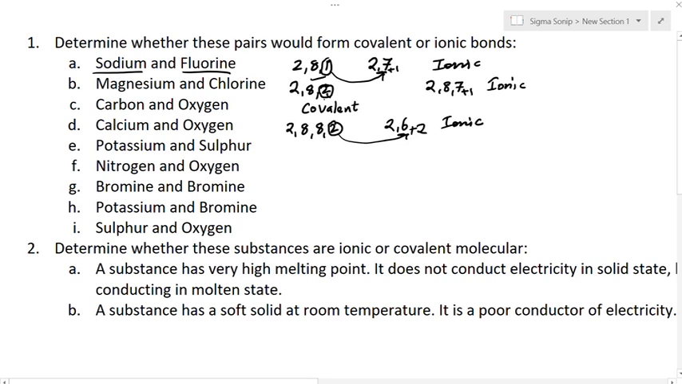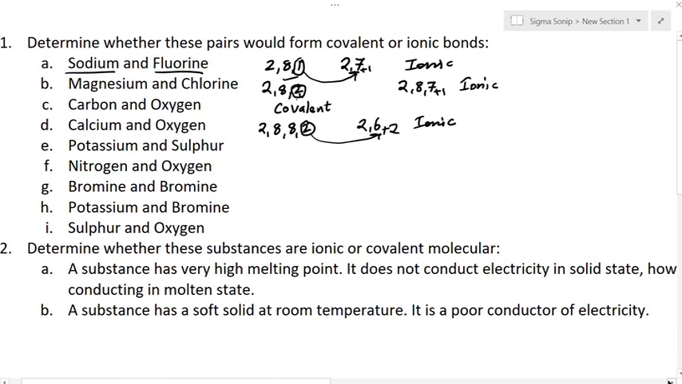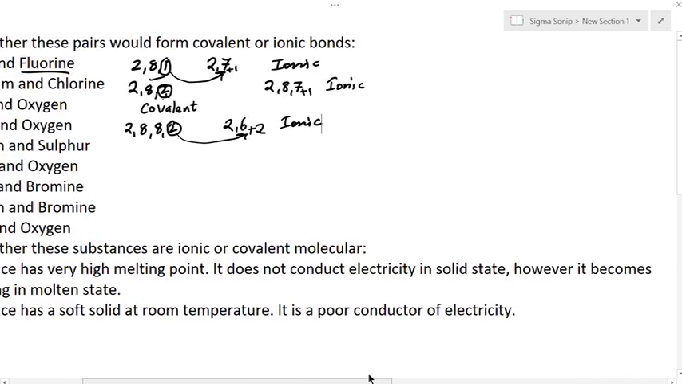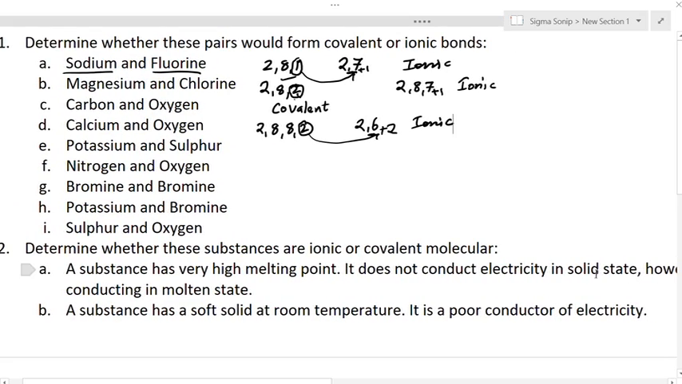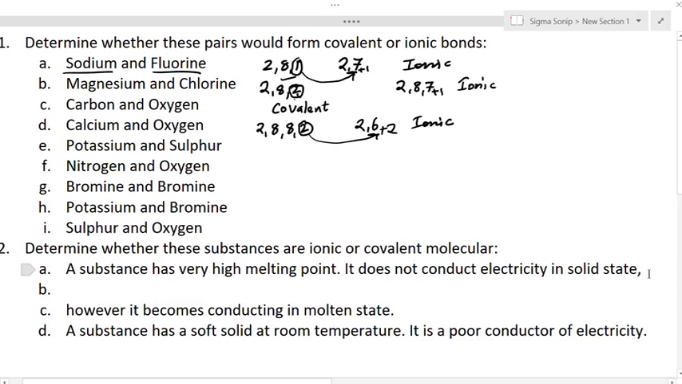The other remaining questions I would suggest that you try on your own. Question number 2: I want you to take a look at it and then pause the video to determine whether these are ionic substances or molecular substances. It's gone off the screen, so let me just press enter here.